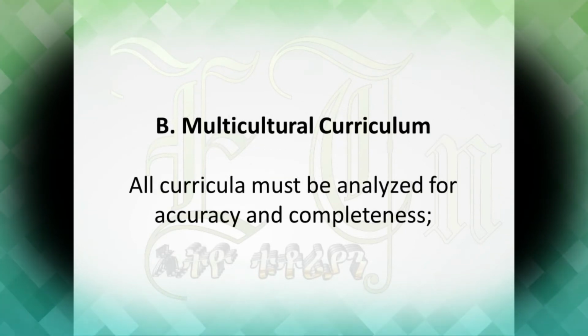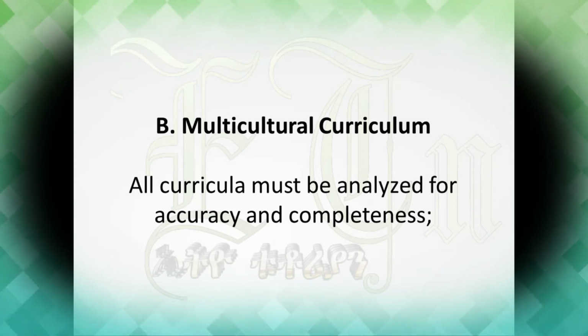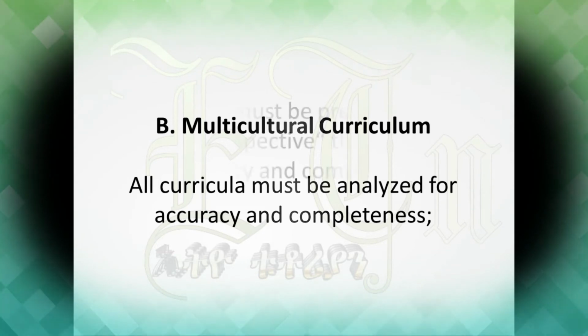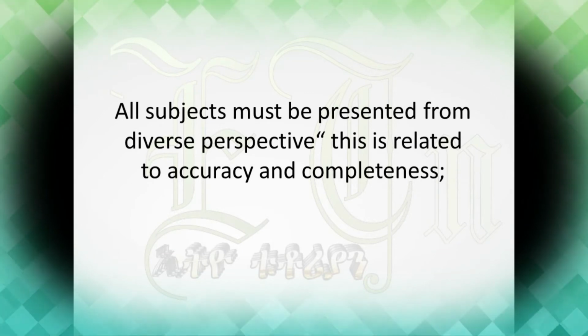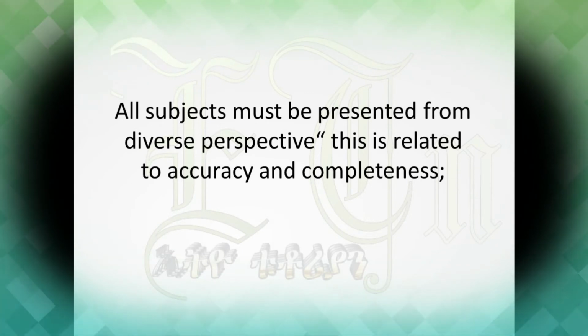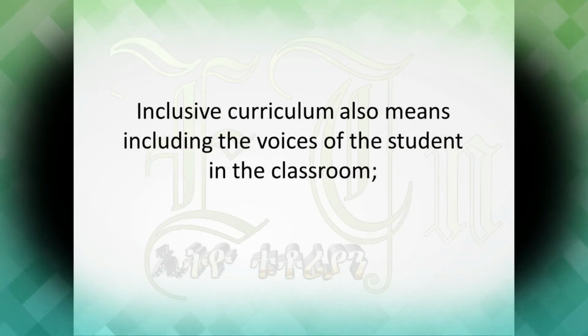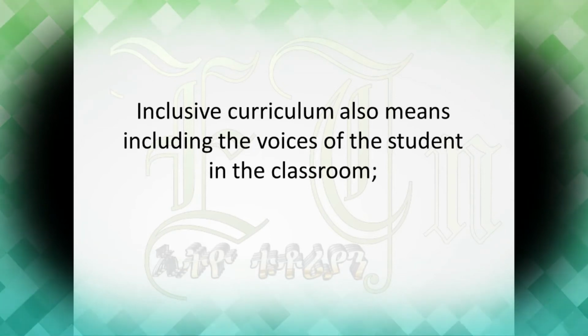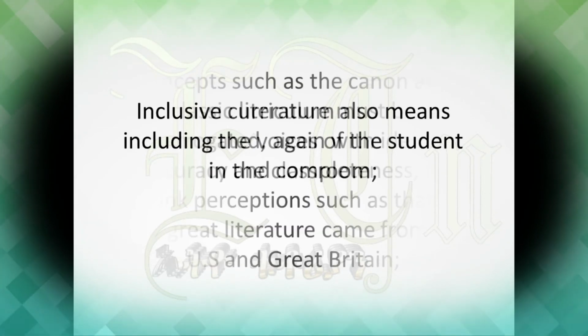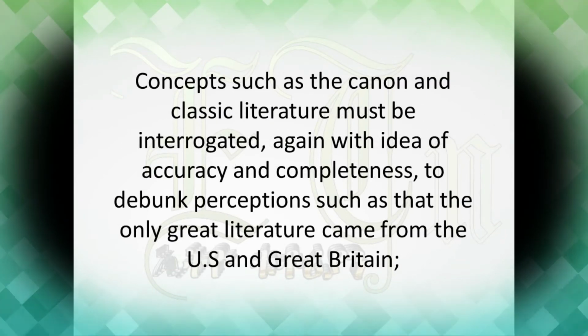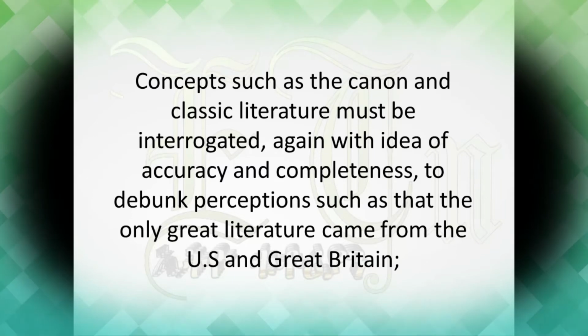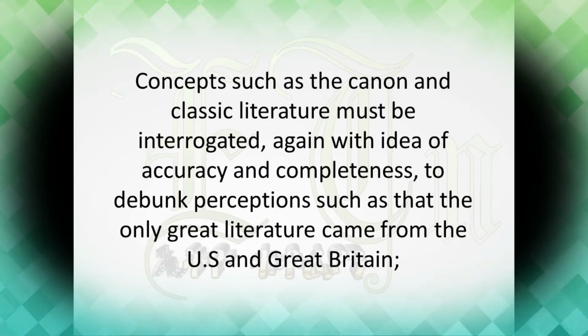B. Multicultural curriculum. All curricula must be analyzed for accuracy and completeness. All subjects must be presented from diverse perspectives. This is related to accuracy and completeness. Inclusive curriculum also means including the voices of the students in the classroom. Concepts such as the canon and classic literature must be interrogated, again with the idea of accuracy and completeness, to debunk perceptions such as that the only great literature came from the US and Great Britain.